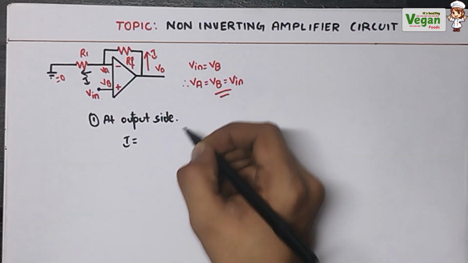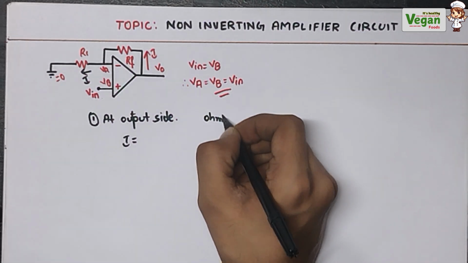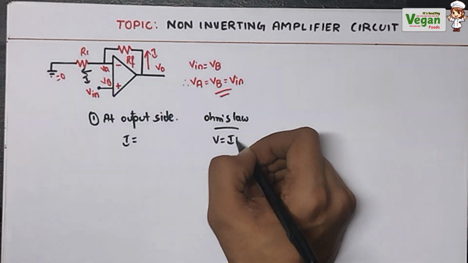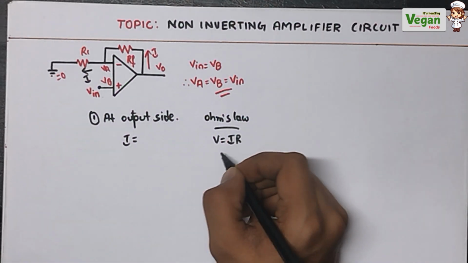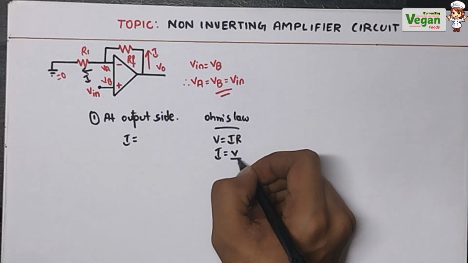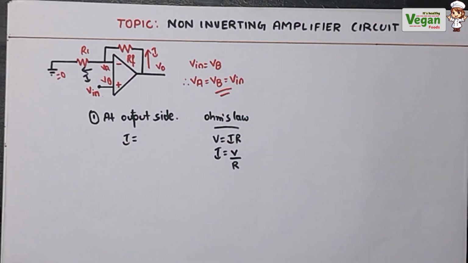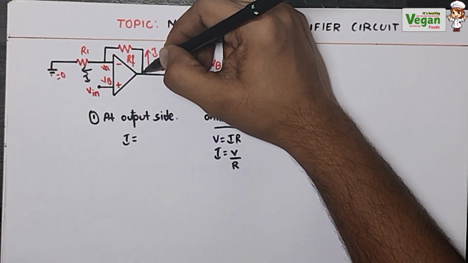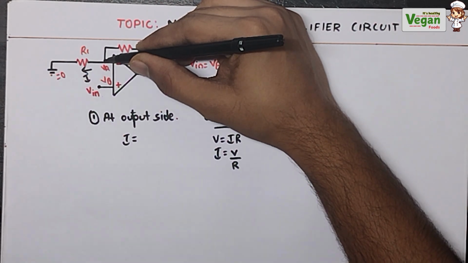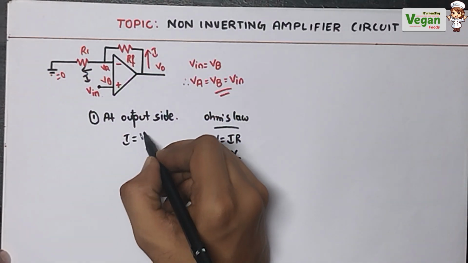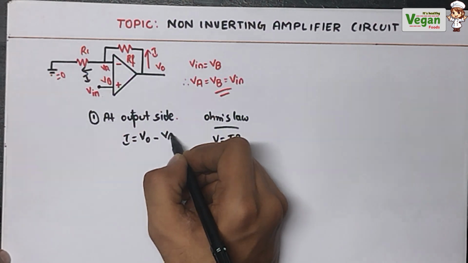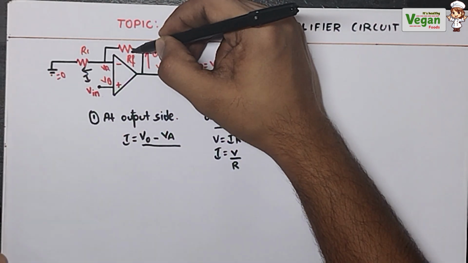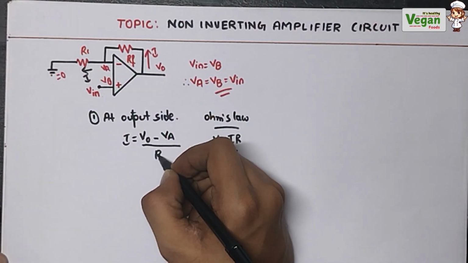I is equal to, we know that from Ohm's law, V is equal to IR. We need the formula of I, that is current. So current is equal to voltage by resistance. Therefore, what is the voltage in the output side? It is going from Vout, V0, to Va, that is the negative terminal. So V0 minus Va divided by, what is the resistance in the output circuit? That is RF, that is the feedback resistance.